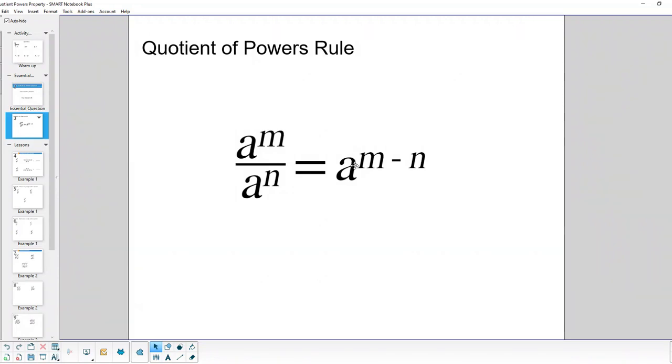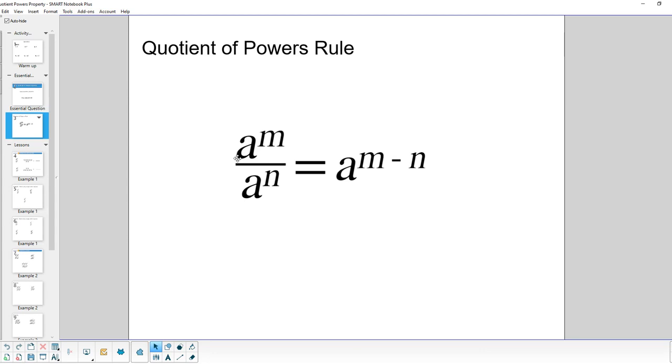All right, this is Mr. Burgess once again, and we're continuing our work with exponents. And today we're going to talk about the quotient of powers rule. And it's very much like the product of powers rule, but a very important difference as well.